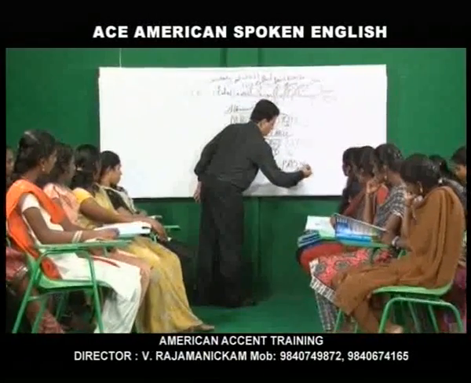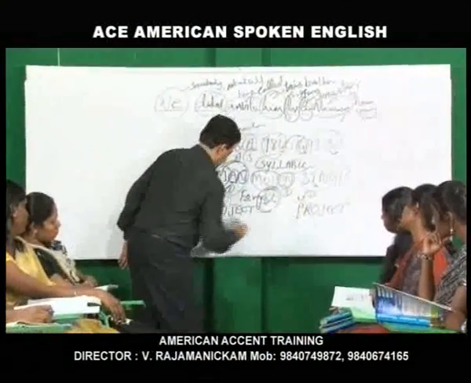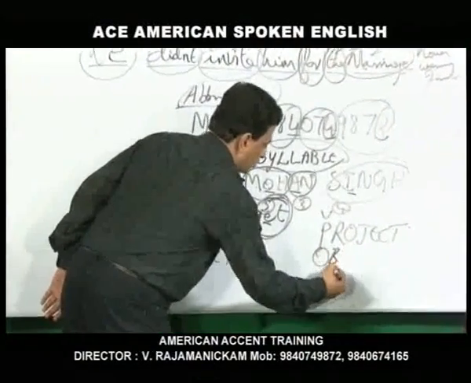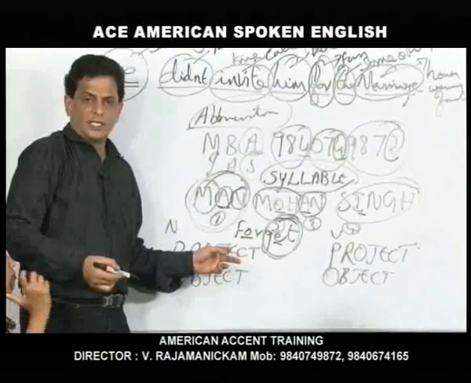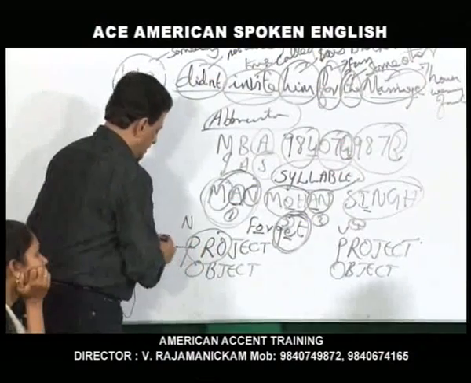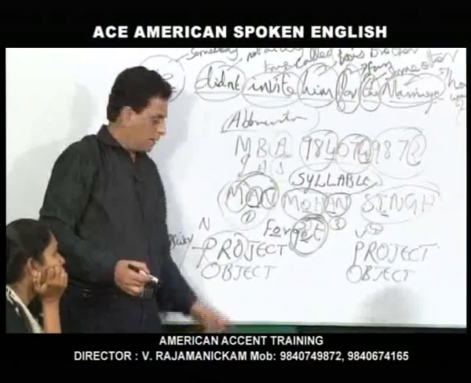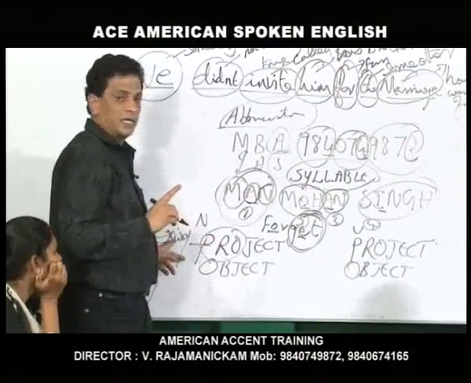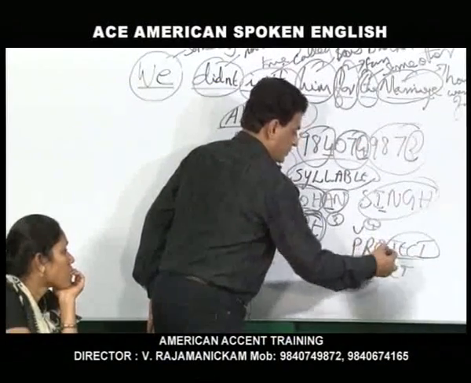Stressing of the syllable changes the meaning of the word. For example, you take project. Okay, as a noun. This as a noun, this as a verb. Object. This as a noun and this as a verb. What do you mean by that? See, project, 2 syllables are there, isn't it? 2 vowels are there. So, when you stress the pro, it becomes project. Project na research. A research.